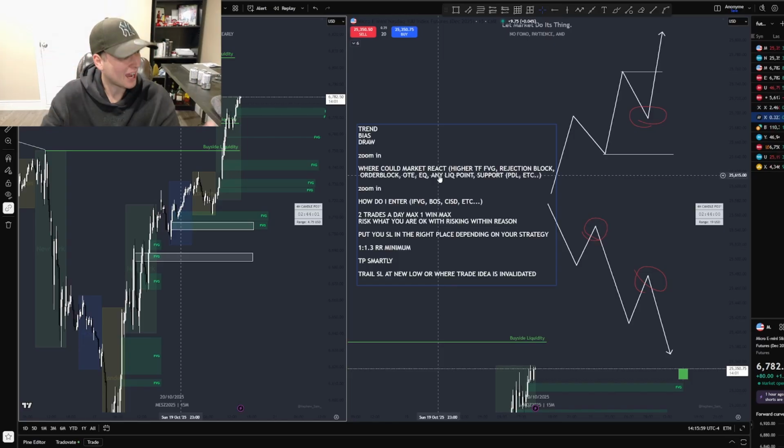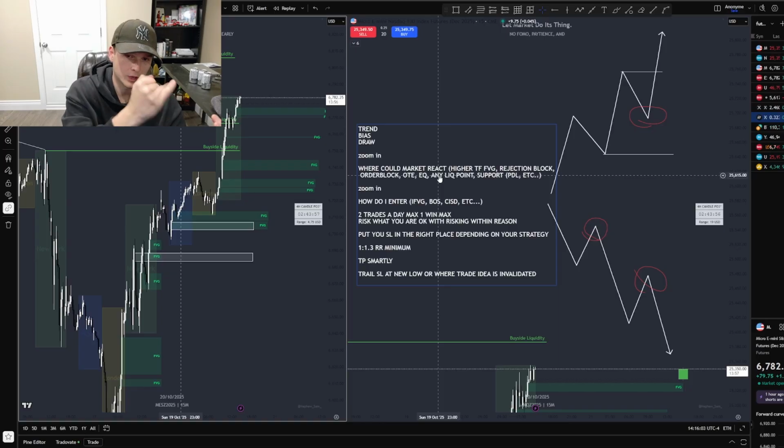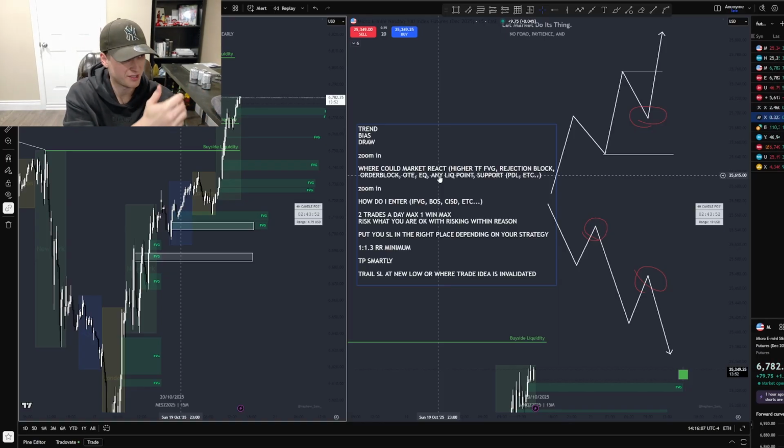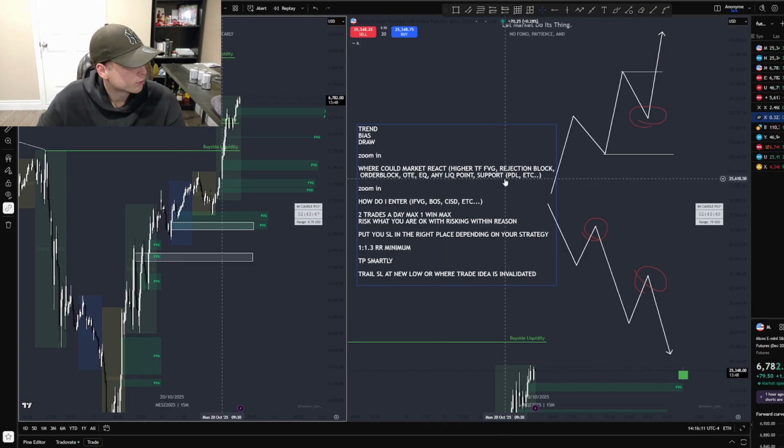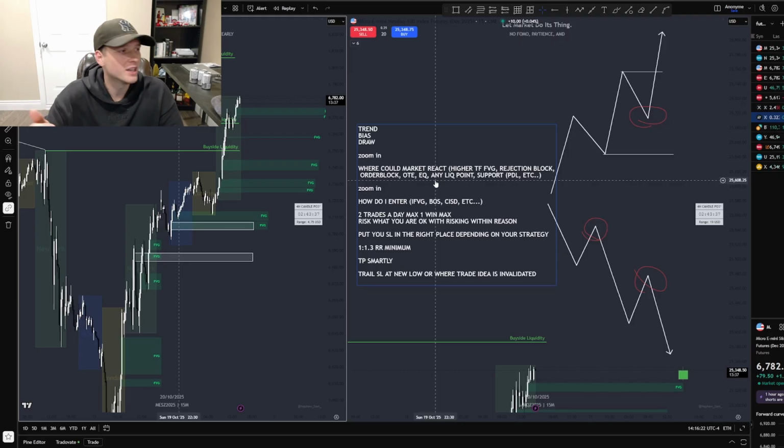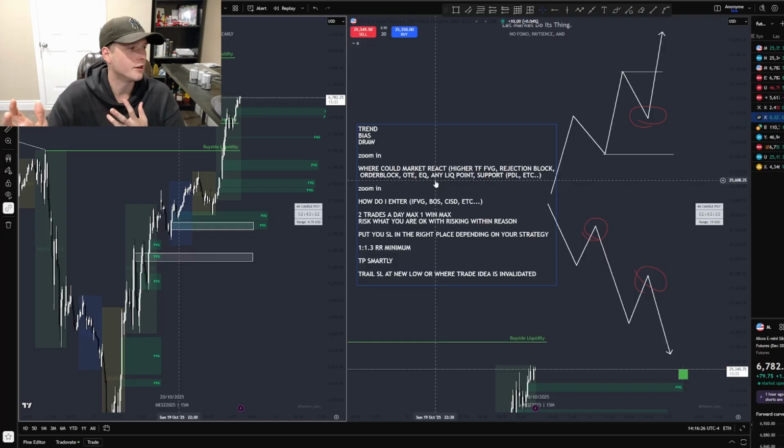That's any ICT keyword you like the best. Fair value gap, rejection block, order block, OTE, equilibrium, any liquidity point, Fibonacci, support resistance, anything you want, moon cycles if you want, right? Previous day low, previous day high, previous weekly high, previous weekly low, whatever you want. From there, once price reaches this spot, zoom in. Now, how do you enter? Basically, what can the market tell me that confirms my bias and the trend continuation on a higher time frame?